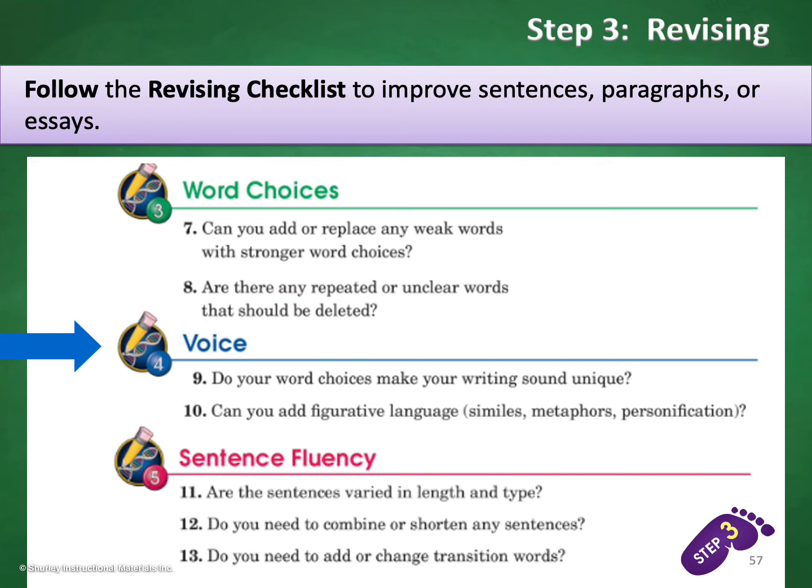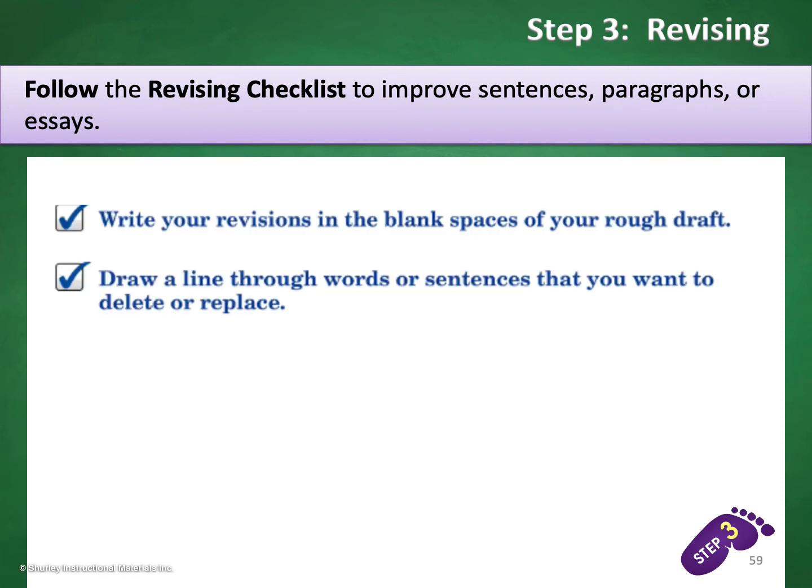The next effective writing trait they must assess during revision is voice. Students will learn to check if they have used the best choice of words to express their unique personality. The next step on the revision checklist requires students to check for sentence fluency. Remember, students will make sure they have kept their readers' attention by using a variety of sentence types. The checklist will require that students make their revisions in the blank spaces on their rough draft.